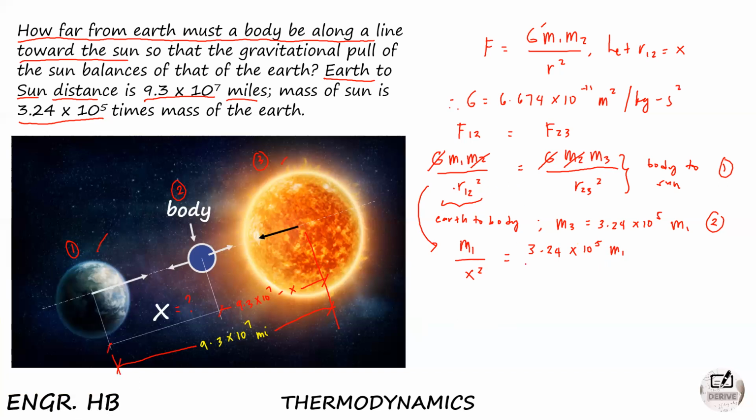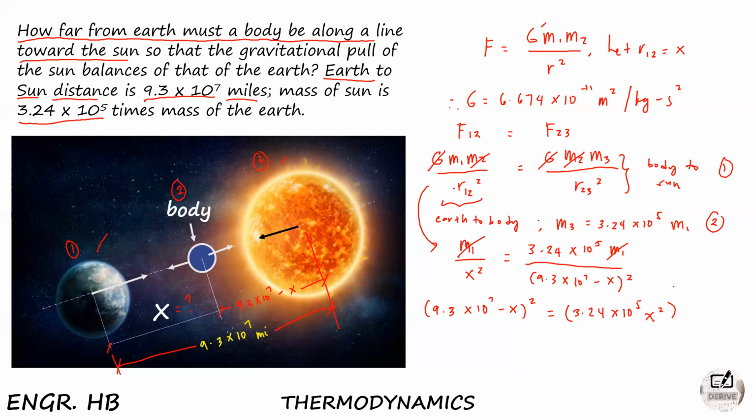And of course, the distance from body to Sun is this 9.3 times 10 raised to 7 minus x squared. So M1 will be cancelled. Ang matitirang variable is x. So we're going to cross multiply in order for us to put on our calculators in a nice way. So this will become 9.3 times 10 raised to 7 minus x squared is equal to 3.24 times 10 raised to 5 x squared.